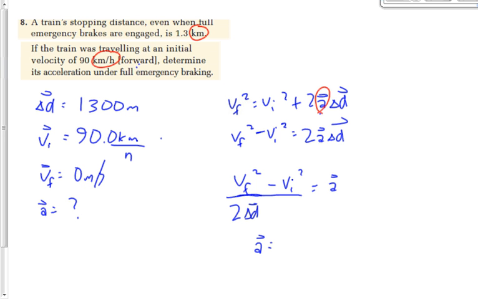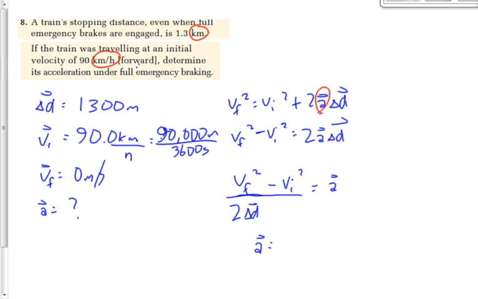Oh, we need this in meters per second. 90 kilometers is how many meters? Not 9,000. 90 kilometers. How many meters? 90,000. 1 hour is how many seconds? 3,600. Do the division there.